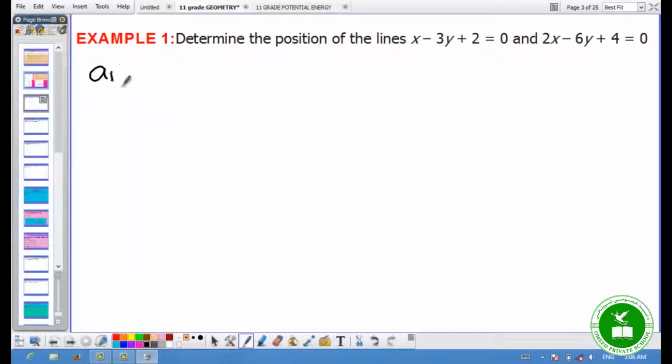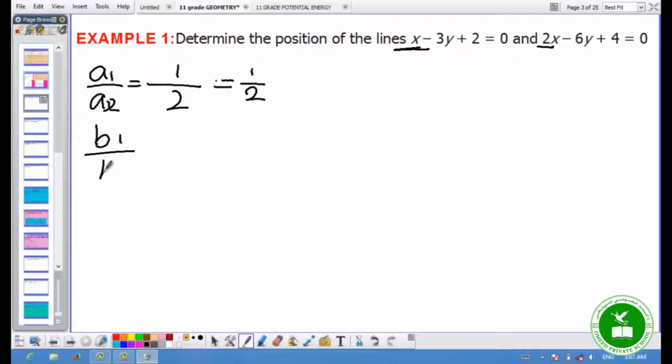So a1 divided by a2. a1 is the coefficient of x in the first equation. Here the coefficient of x is 1. a2 is the coefficient of x in the second equation. It is 2. 1 divided by 2 is equal to 1 over 2. Next, the ratio of coefficients of y. b1 is the coefficient of y in the first equation, minus 3, divided by b2, the coefficient of y in the second equation, minus 6. Finally it is 1 over 2.